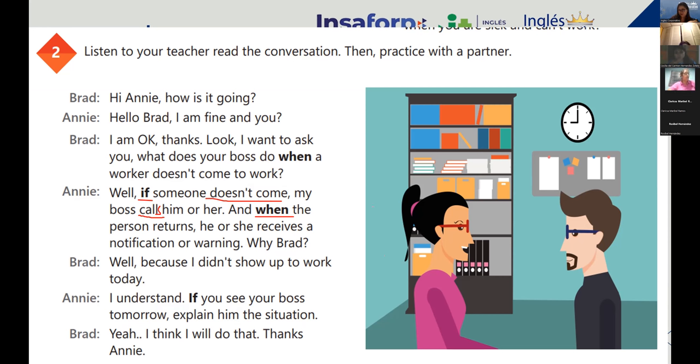But it is supposed that you have to call your boss and let him know you will be absent, and not wait for him to call. Well, when the person returns, he or she receives a notification or warning. Check, when the person returns, present, right? He or she receives a notification or warning. If you see your boss tomorrow, explain him the situation. Explain, present, present. Okay?